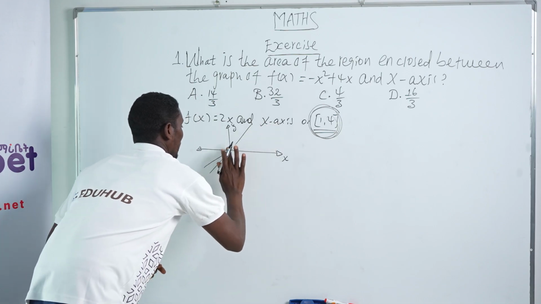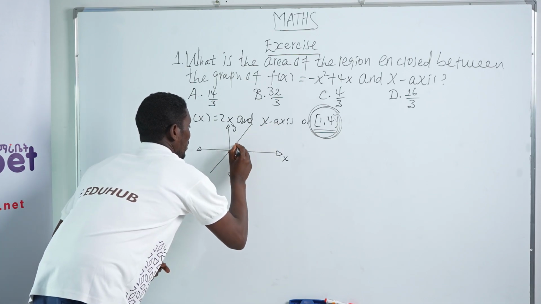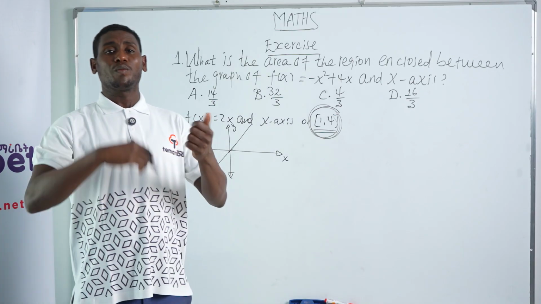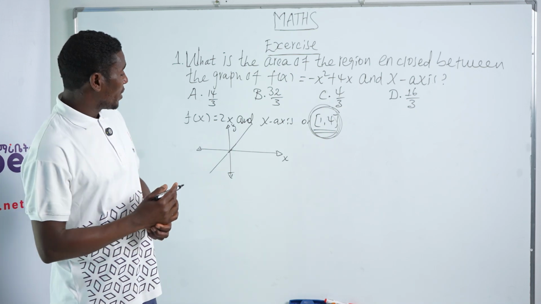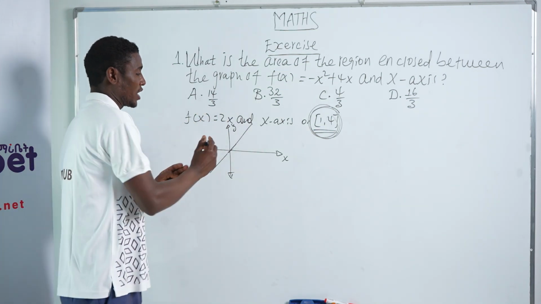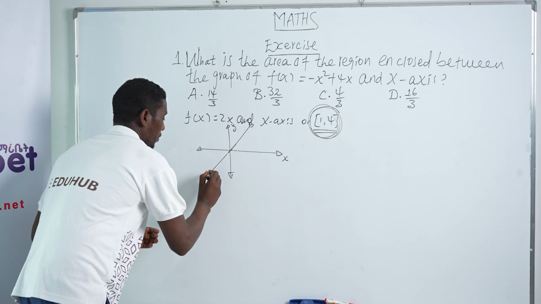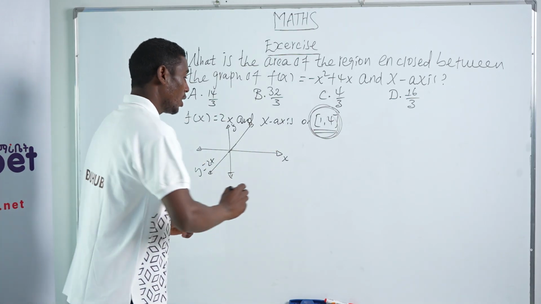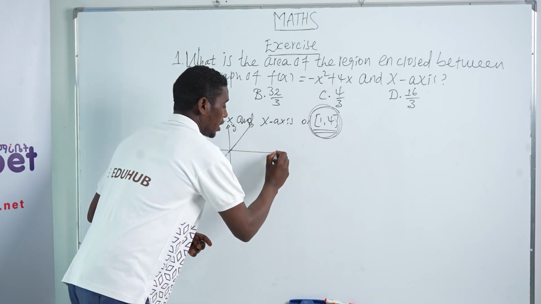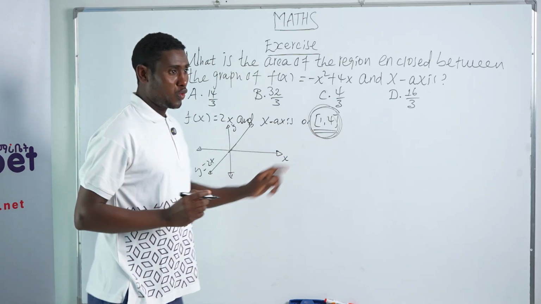When the coefficient of x is a very large number, that means our slope is a very large number, the graph approaches the positive y-axis like this. So this one is y equals x. The other one, the x-axis, means this one. On the interval what? 1 to 4.